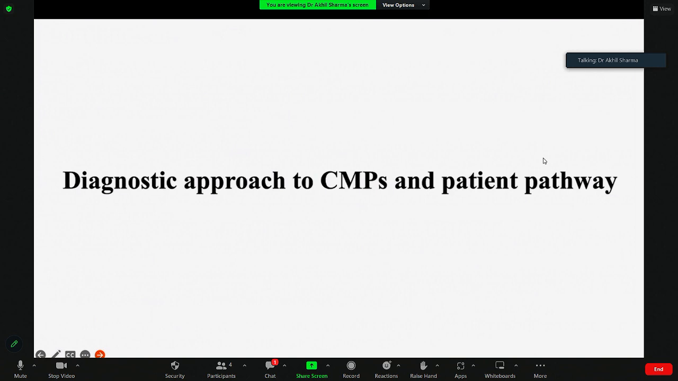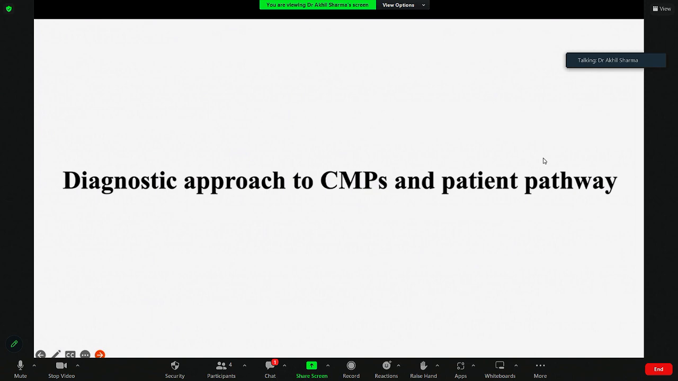So I will discuss this presentation in four parts. First is the diagnostic approach, second is the risk stratification, third is the specific management, and finally the newer updates.